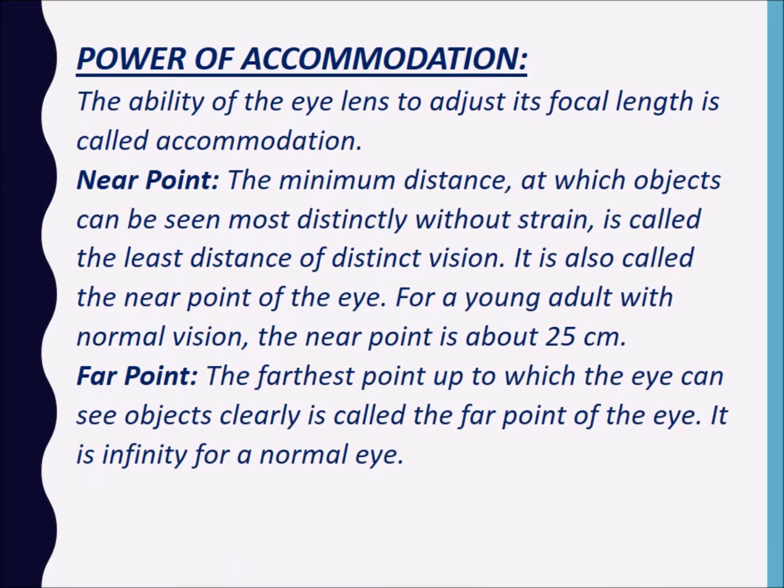Power of accommodation. The ability of the eye lens to adjust its focal length is called accommodation. Near point: the minimum distance at which objects can be seen most distinctly without strain is called the least distance of distinct vision. It is also called the near point of the eye. For a young adult with normal vision, the near point is about 25 centimeters.